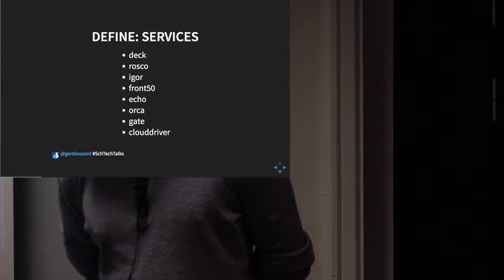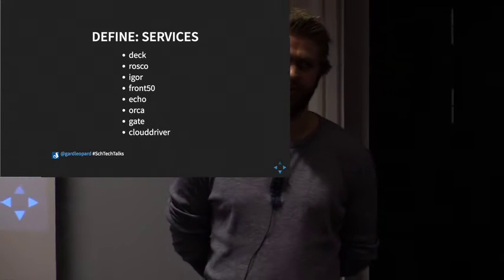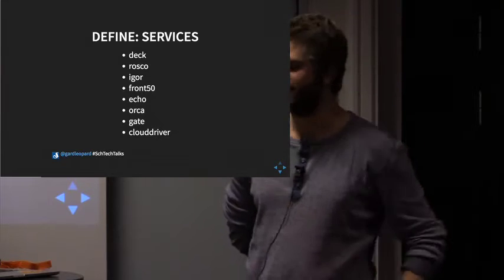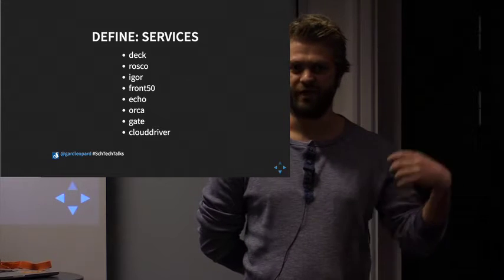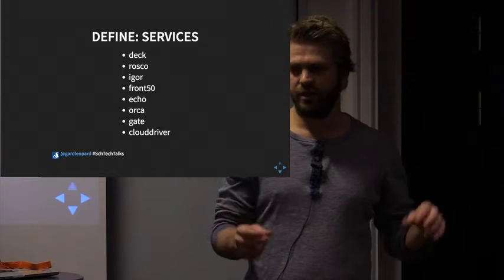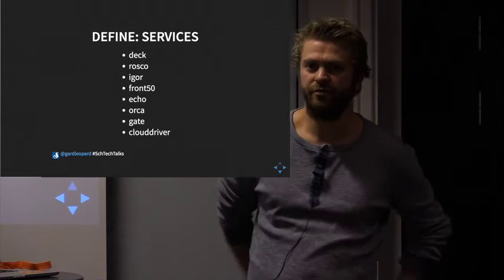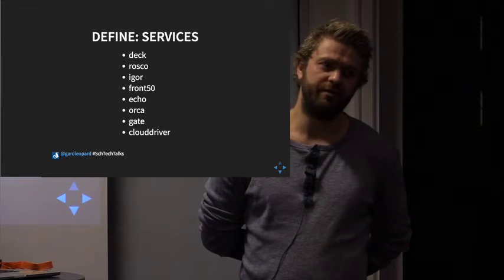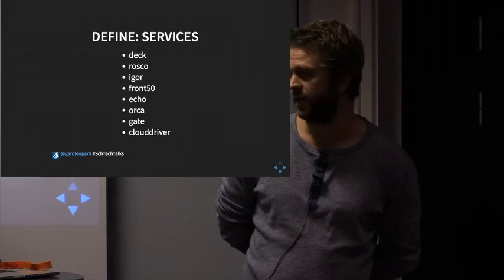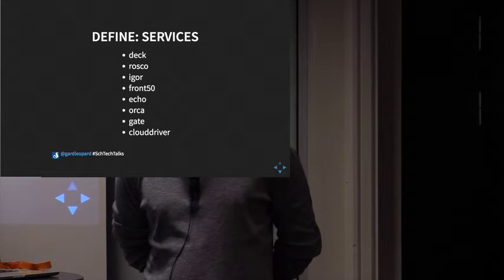We have Front50. That's a storage service. It's storing all your pipeline definitions and all your pipeline executions. Echo is an event bus, so it listens to events and emits events. Or it has an API to collect events and then it ships it. Orca is the orchestrator. So when you're executing something in your pipeline, Orca is the one orchestrating, picking stuff from CI, running it out to the cloud or triggering a bake or whatever. Clouddriver is the component that talks to all the various kinds of clouds and also Eureka and the console, I think.